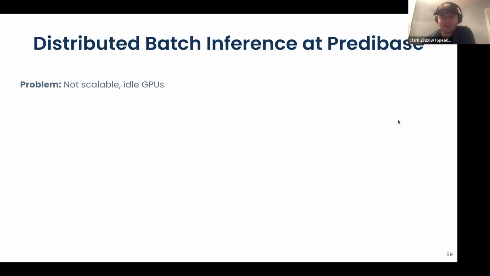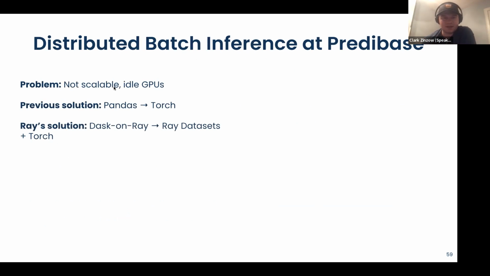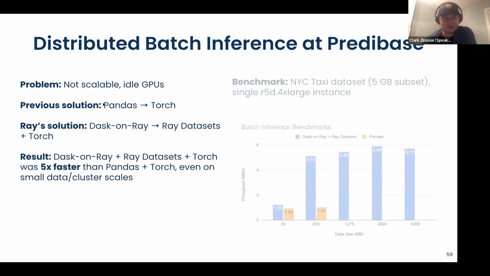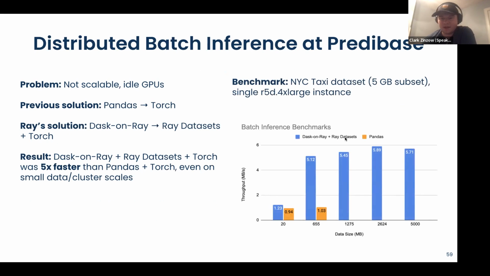And then finally, back to Predibase, distributed batch inference at Predibase. They had an issue where it wasn't scalable and they kept seeing idle GPUs. The old solution was Pandas and Torch. The Ray-based solution was Dask on Ray once again, plus Ray datasets and Torch. And the end result was 5 times faster, even on these small data and cluster scales. And here they've got the comparison of the results as the data size gets larger. By the way, this is throughput, not time to execution, so larger is better.